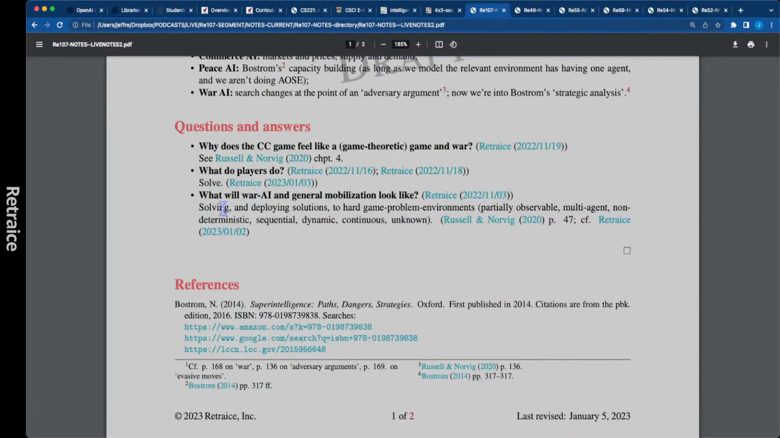What will it look like? It'll look like solving and deploying those AI solutions to hard game problem environments. Remember, the AIMA guys at one point, is it 66? They describe agents as being the solution to environments. And no, it's not 66. I'm not going to be able to find it off the top. Anyway, it's in the notes.